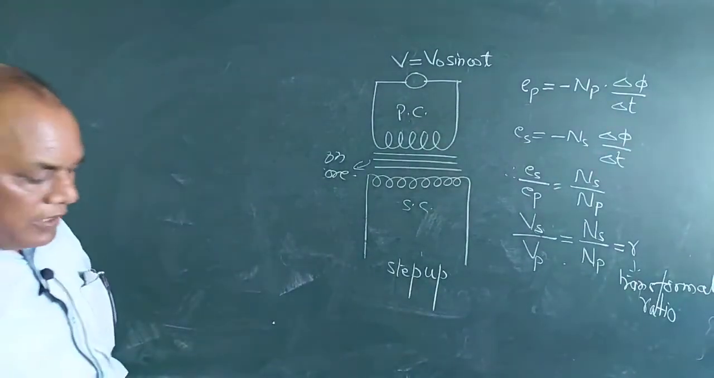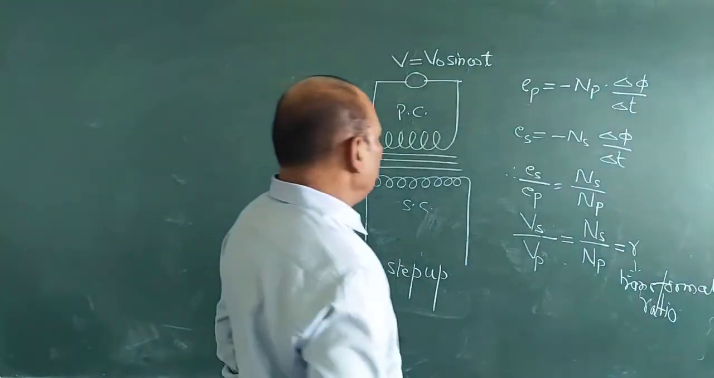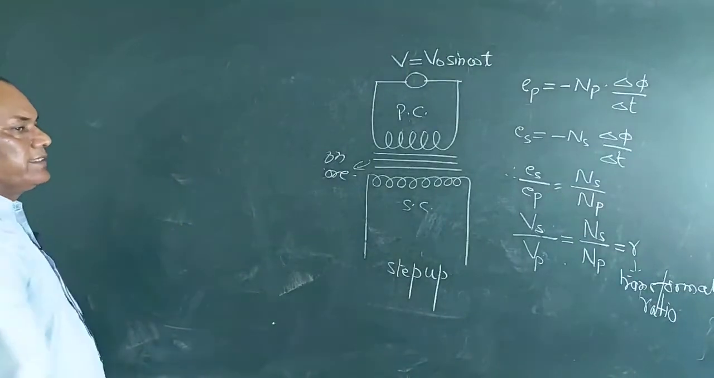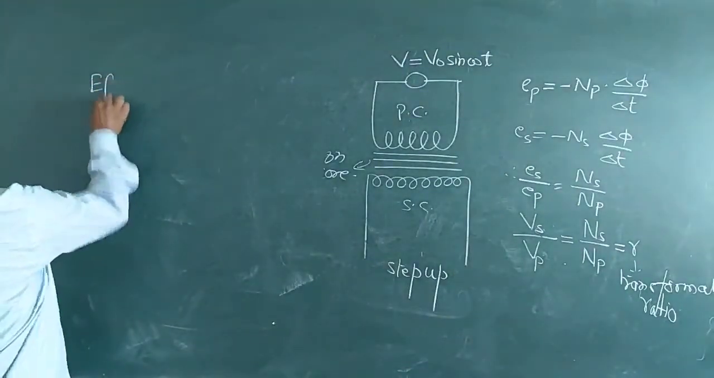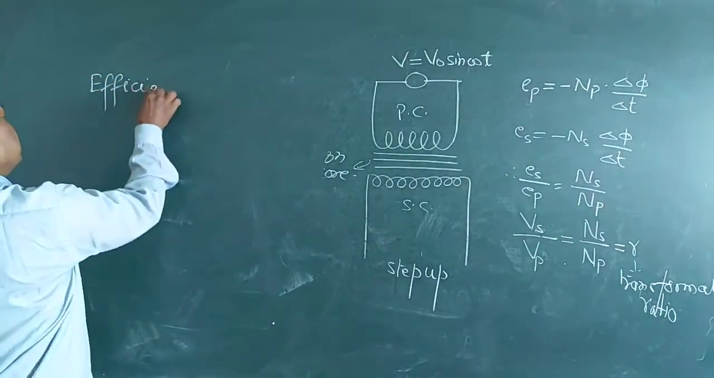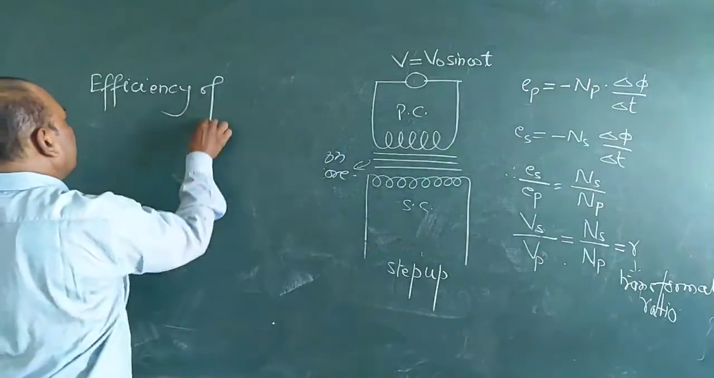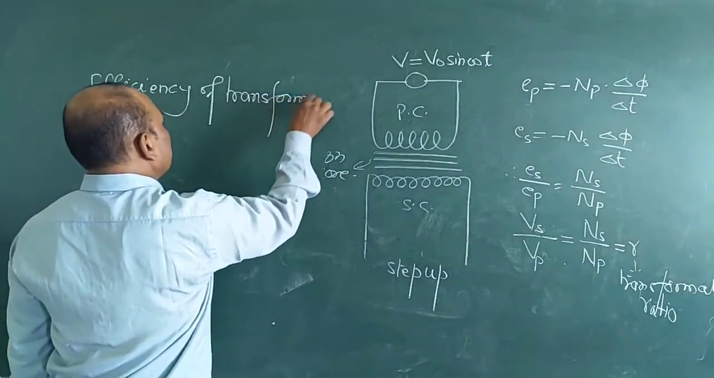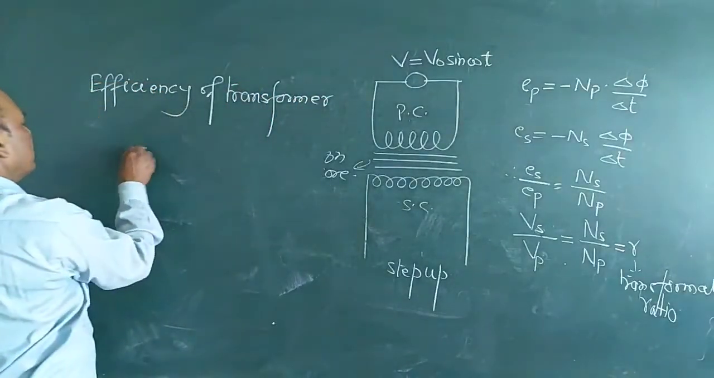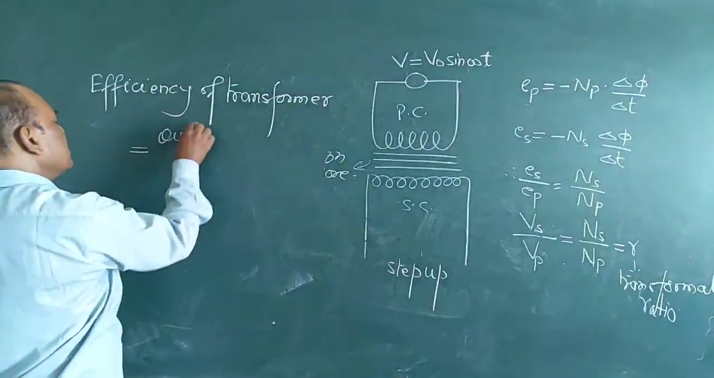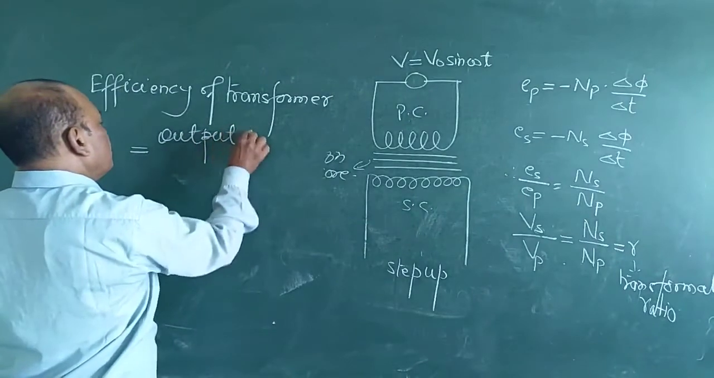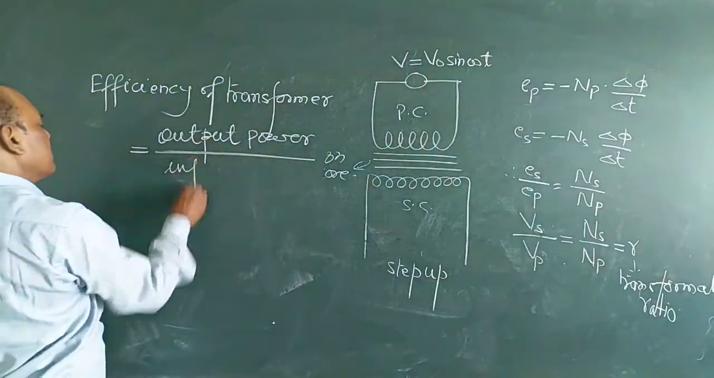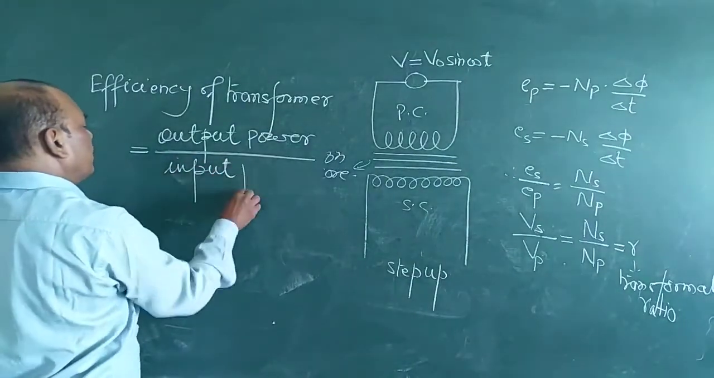Now the next point, we come to the efficiency of transformer. Efficiency of transformer is equal to output power divided by input power.